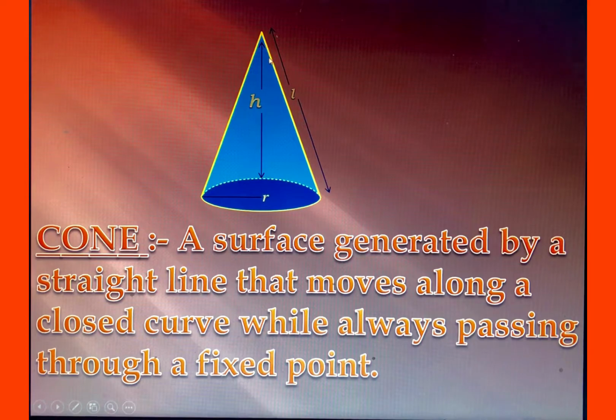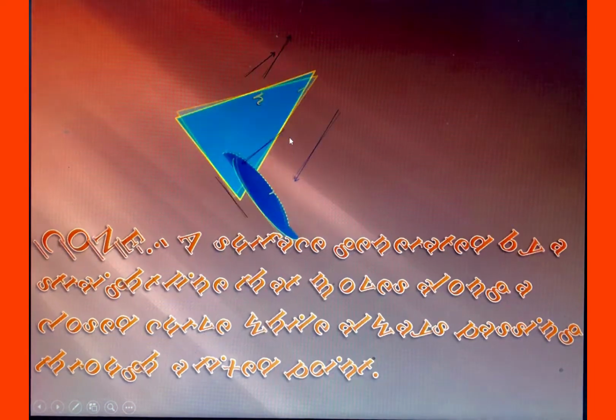अगर हम इस लाइन को इस सर्कल के along मूव करते हैं, whenever this vertex is fixed, then by generating this line, firstly we will generate a solid, and this generated solid is known as cone. अगर हम इस लाइन को इस सर्कल के along बहुत तेजी से रिवॉल्व करते हैं, घुमाते हैं, तो हमें एक सॉलिड मिलेगा, उस सॉलिड का नाम होगा कोन. So how can we find the curved surface area of the cone?